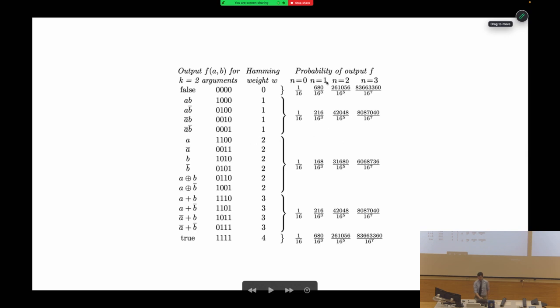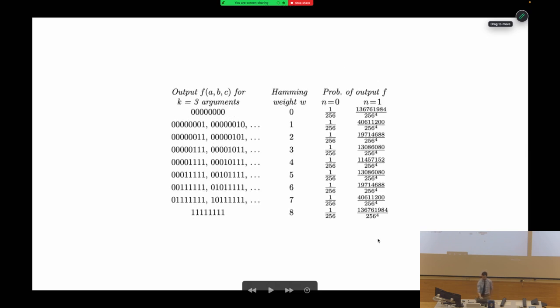So, okay, that's n equals 1. Let's say we take 2 layers. We have now one more layer, and the probabilities get a little bit weirder. We do it again for n equals 3. You can work these out. Well, can we create a theory for this? Here's the same thing for k equals 3 inputs, so now we have 256 Boolean functions. Again, you can work these out in principle, but these numbers get bigger and bigger.